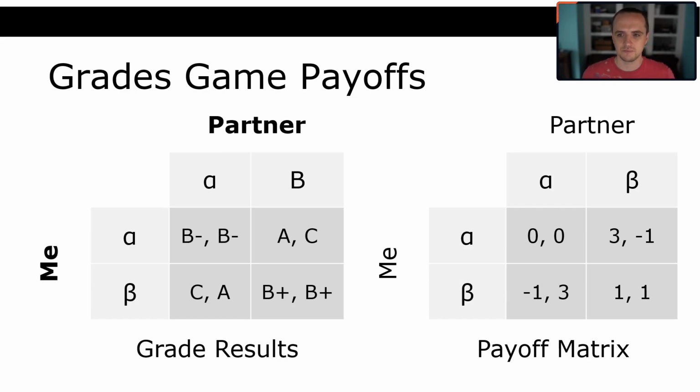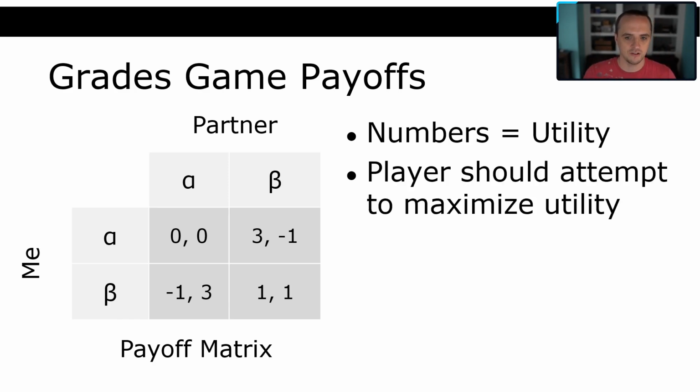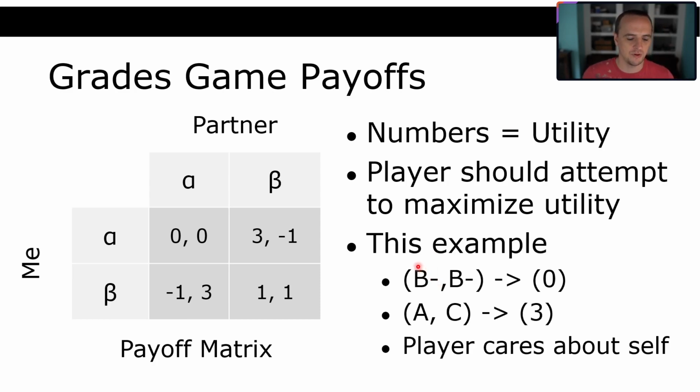Okay? So here, the numbers are called utility. And players should attempt to maximize utility. That is like the number one rule in life, is maximize your utility when it comes to game theory, okay? So again, in this example, if I get a B minus and you get a B minus, that's a 0. If I get an A and you get a C, that's a 3. So the player really only cares about themselves, right? They don't care that you got a C. They're not sad about that. They're just happy that they got an A.